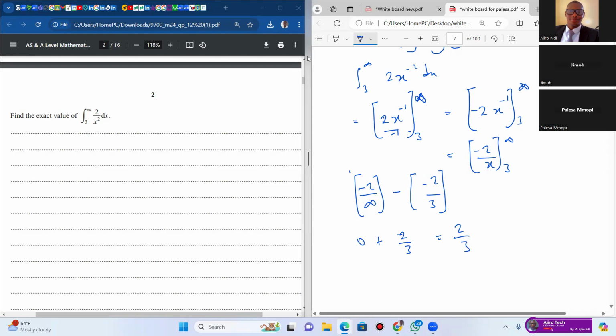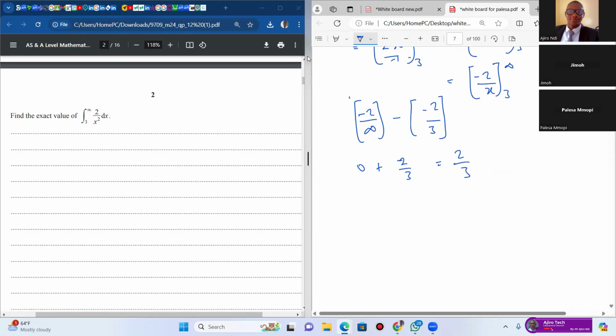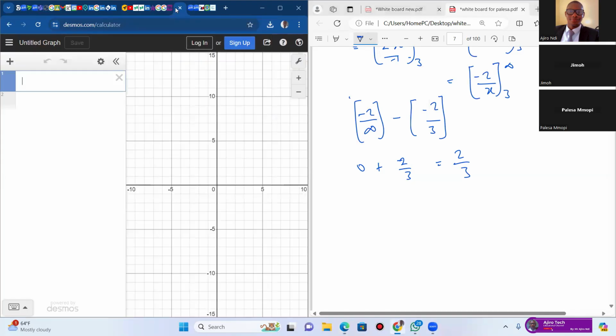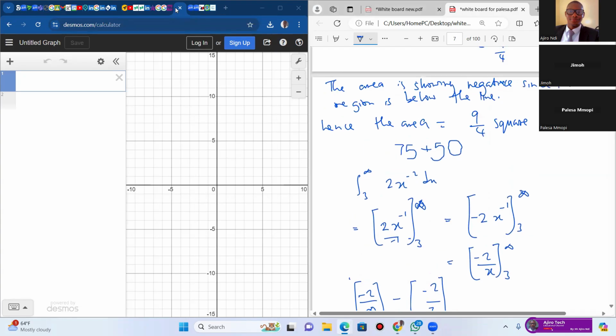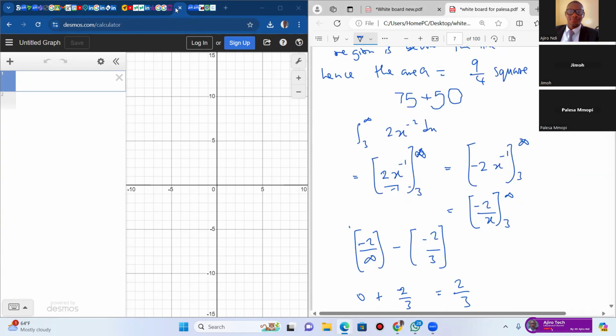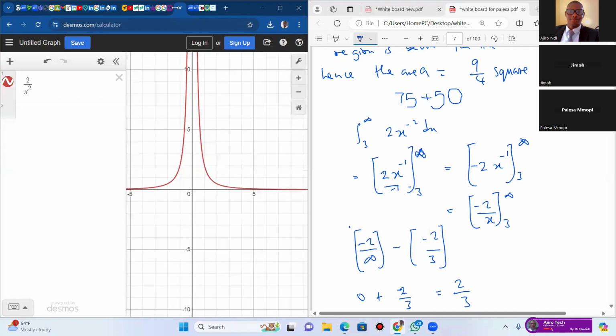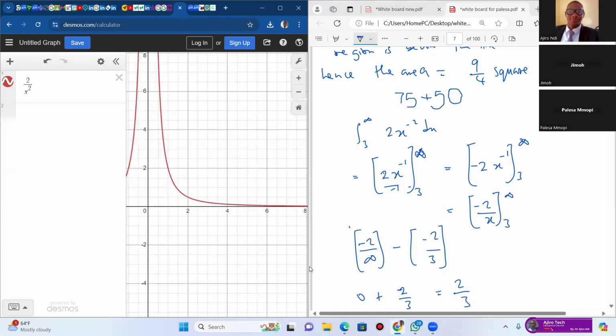Let me not explain what the graph looks like, because I'll be going into P3, if not P6. But let us see if we can graph this function. We have 2 over x squared. Now look at this function. I see that at some point it becomes very, very small, right?